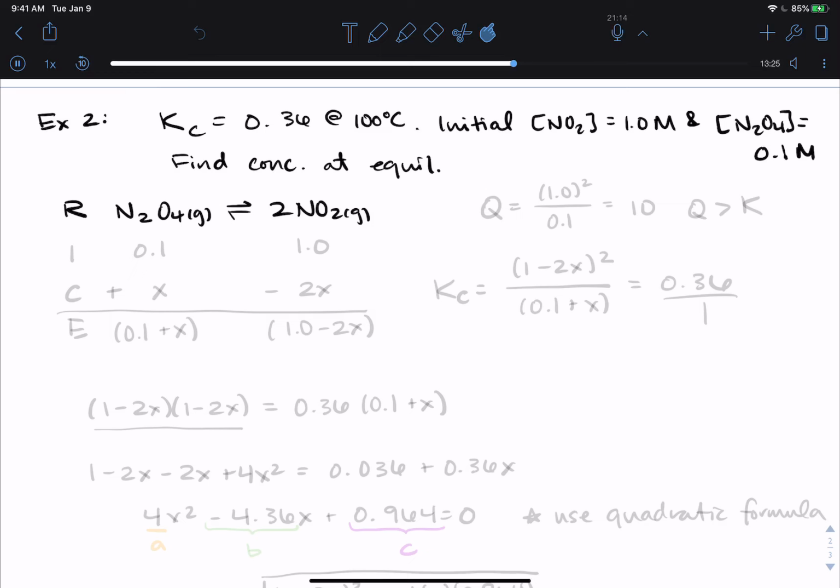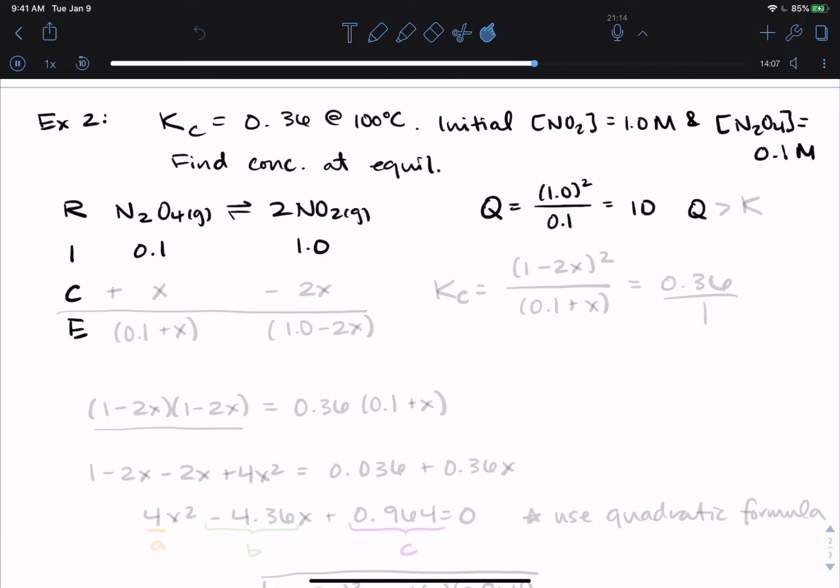Okay, so RICE table, initial conditions, N2O4 is 0.1, NO2 is 1.0. It's not obvious which direction this needs to move. It might be a little bit clear, I mean, looking at how small the equilibrium constant is, but let's properly check this. So my Q value is 1 squared divided by 0.1, which is 10.